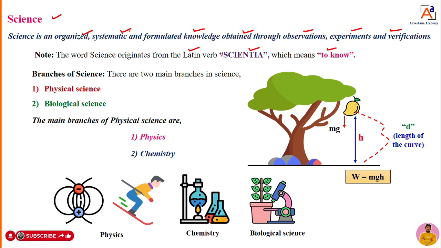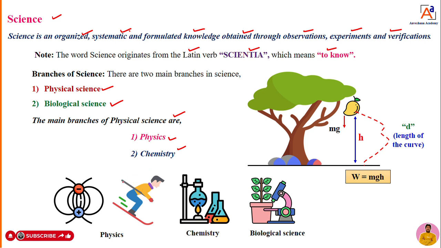So what is science? Science is a systematic or organized or formulated knowledge through observations and experiments and verification. I will take an example to explain. Science is classified into two main branches. One is physical science, another one is biological science. The main branches of physical science are physics and chemistry.